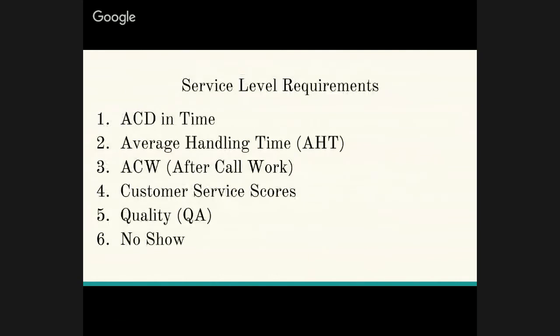Your service level requirements consist of 6 different things. Your service level requirements consist of your ACDN time, your average handling time, which is your AHT, your ACW, which is your after call work, your customer service scores, your quality, which is also called QA, and your no-show time, which is the time that you do not work. Okay, so your ACDN time, your AHT, your ACW, your customer service scores, your QA, and your no-show. All these things are created and combined together to create your service level requirements. And I will go over each of them with you.